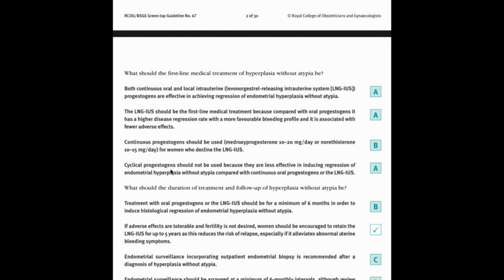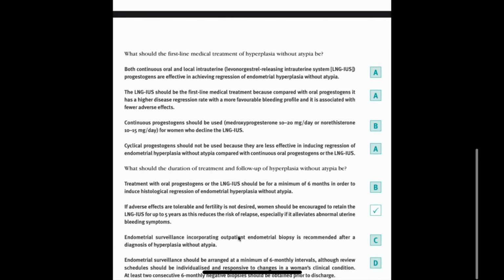If adverse effects are tolerable and fertility is not desired, women should be encouraged to retain the Mirena for up to 5 years, as this reduces the risk of relapse, especially if it alleviates abnormal uterine bleeding symptoms. Endometrial surveillance incorporating outpatient endometrial biopsy is recommended after a diagnosis of hyperplasia without atypia, and should be arranged at a minimum of 6 monthly intervals. At least 2 consecutive 6-monthly negative biopsies should be obtained prior to discharge.